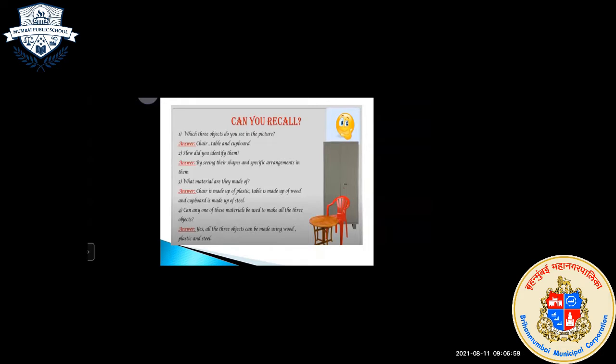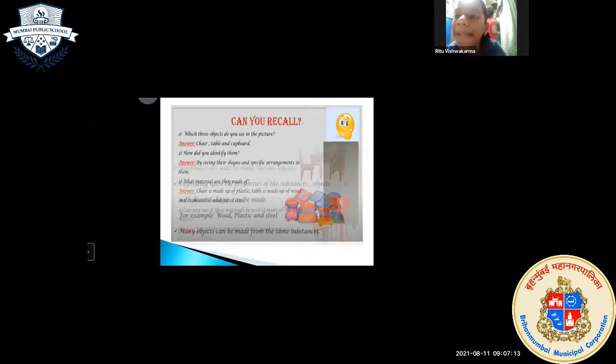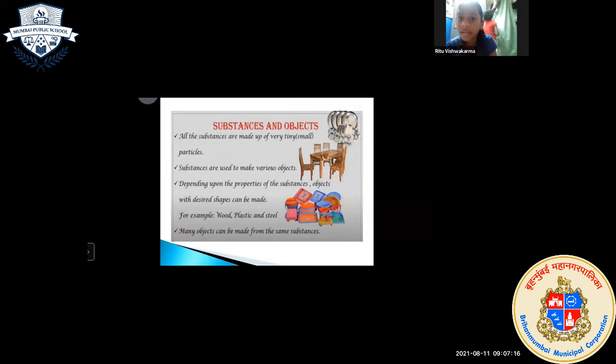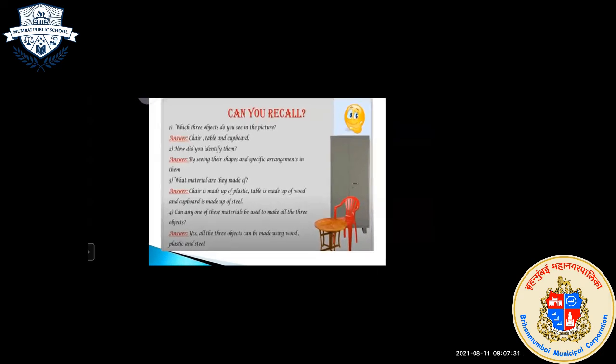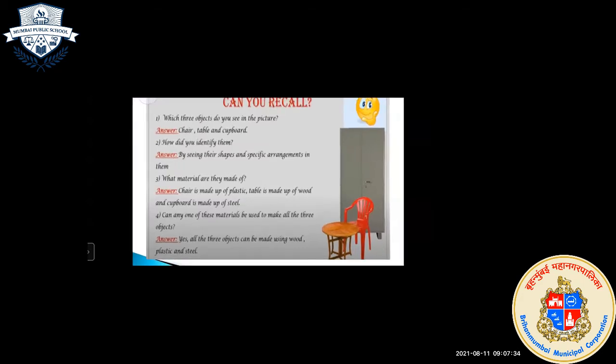This chair is made up of what material? Only give the answer. Chair is made up of dash material. What material is used to make this chair? Plastic. Yes, plastic, also wood. Then table. Table is made up of what material? Wood, plastic, steel. And cupboard is made up of what material? कबर्ड किस चीज का बना है? Wood.